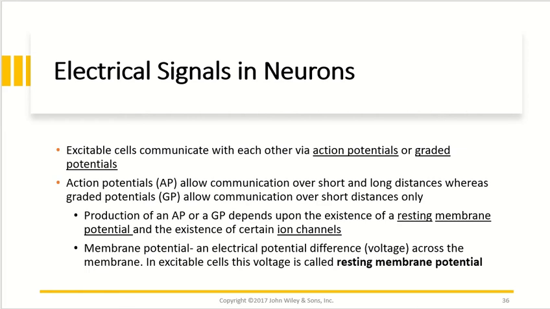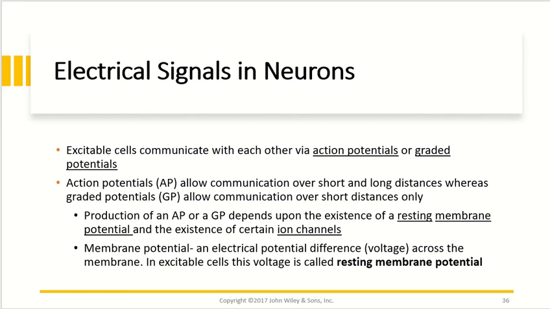So electrically excitable cells are going to communicate with each other via either an action potential or a graded potential. All right. So a graded potential is going to allow for communication over a short distance, whereas an action potential is going to allow for communication to occur over a short and a long distance. So just a difference in how far things are able to travel between these two.